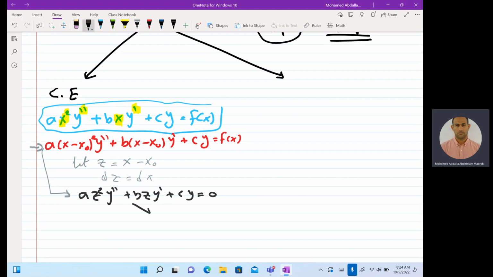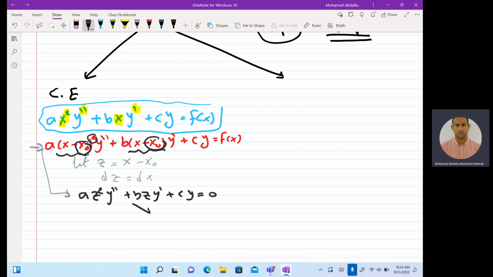Yes, x naught is a number. It could be positive or negative. Okay, but it's a number. The main important point is that this is exactly as this. The structure of this part is the same structure of this part. The only difference is that here there is a square, and here there's no square.